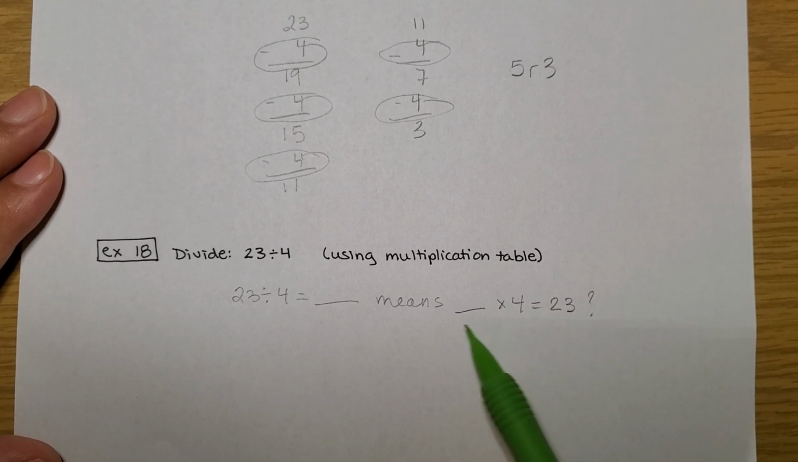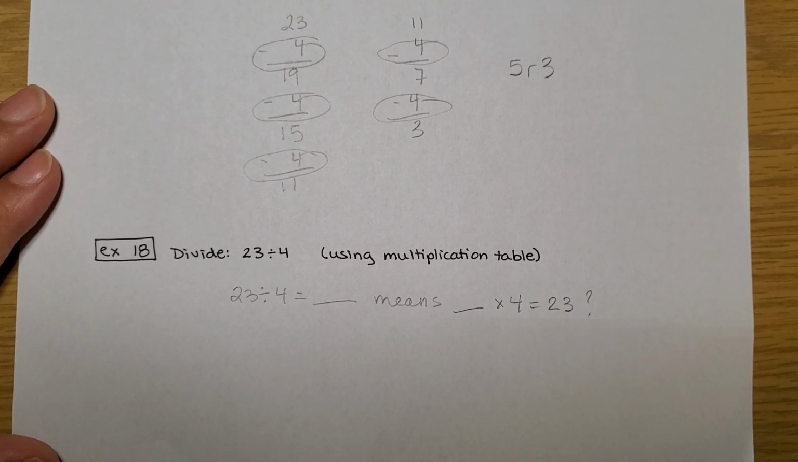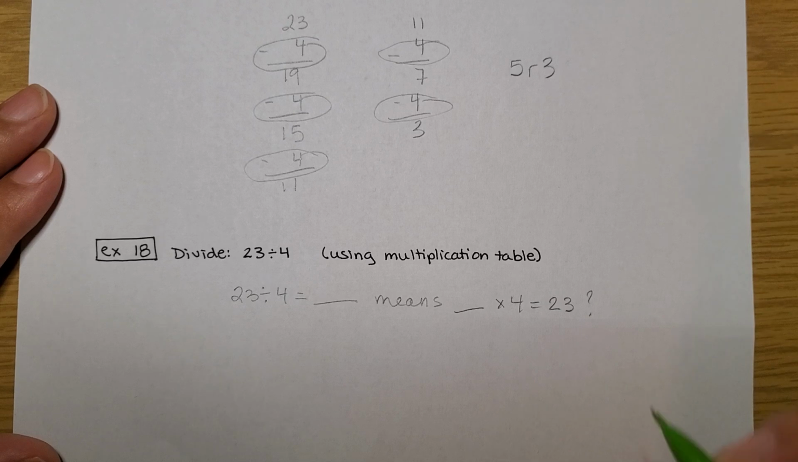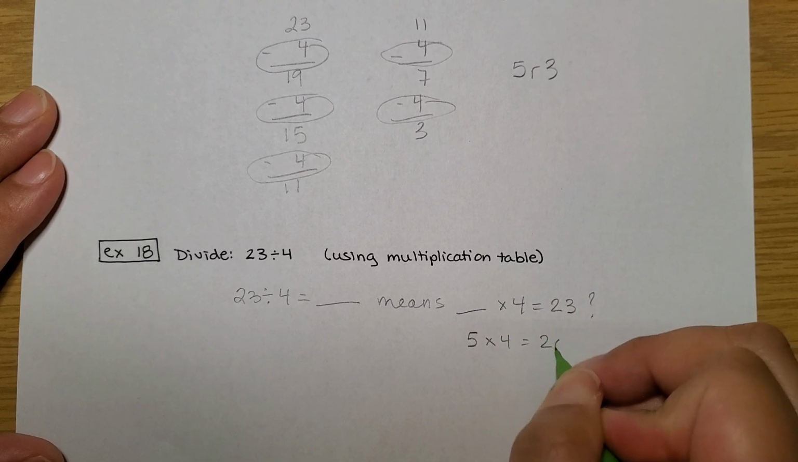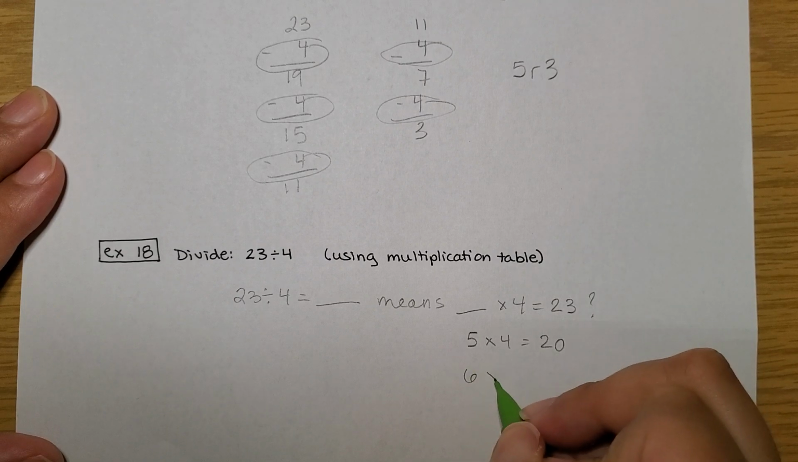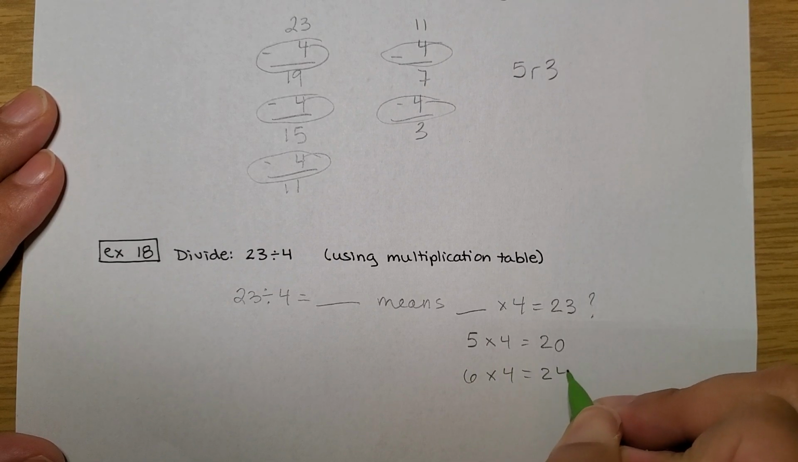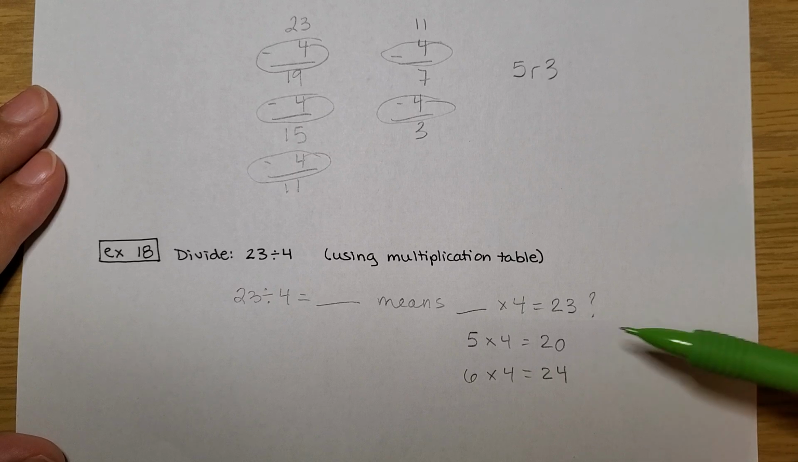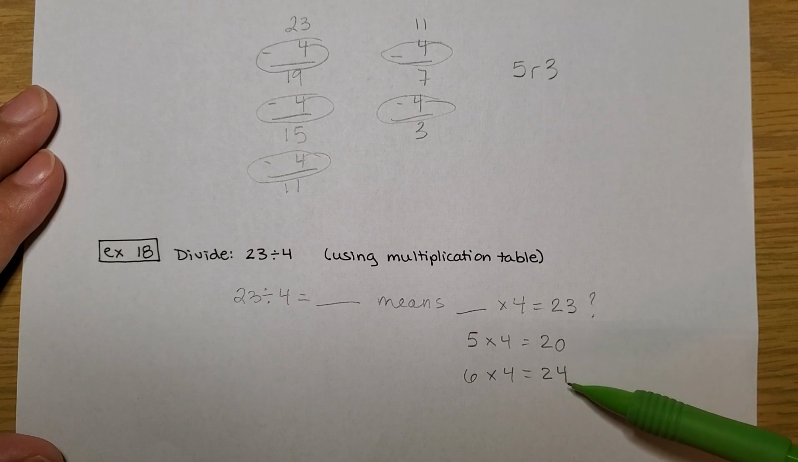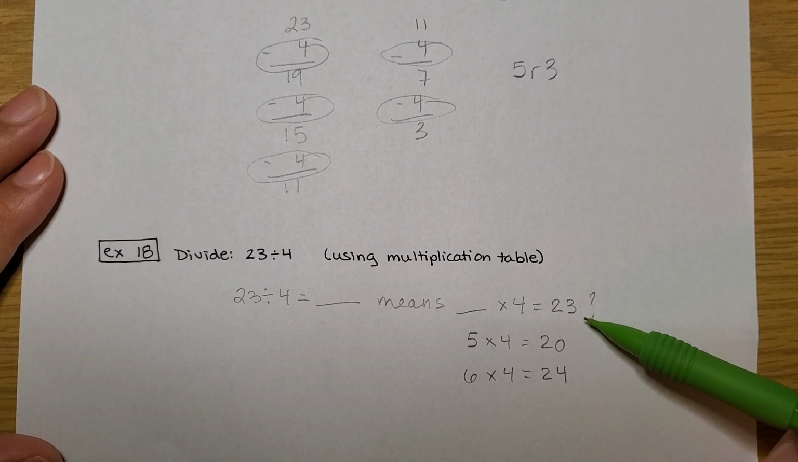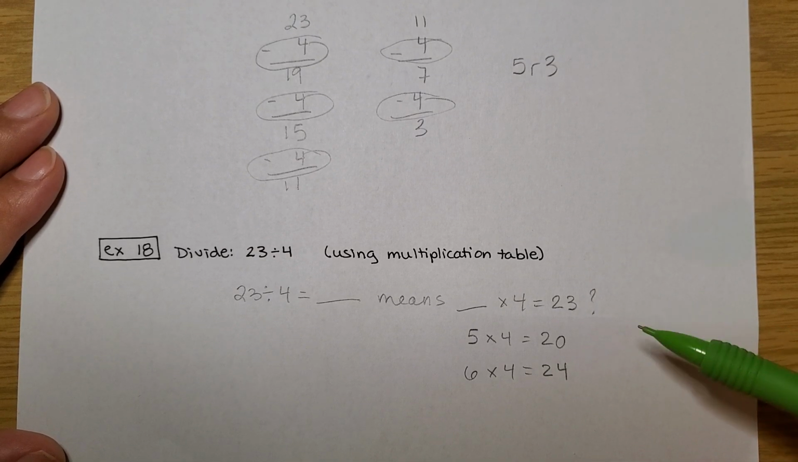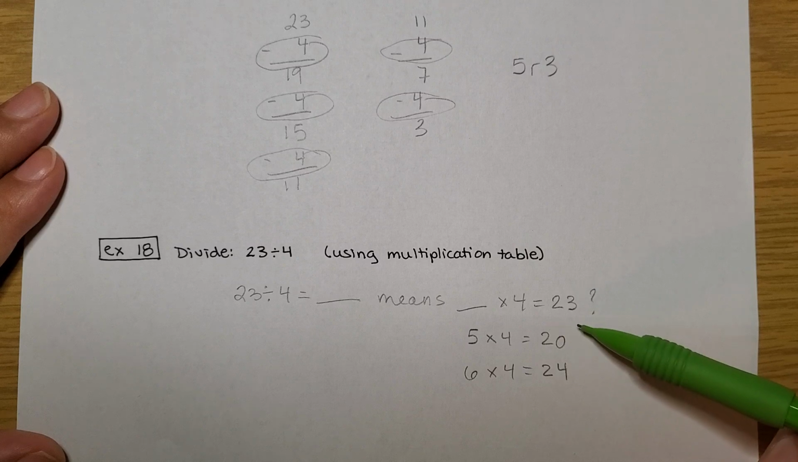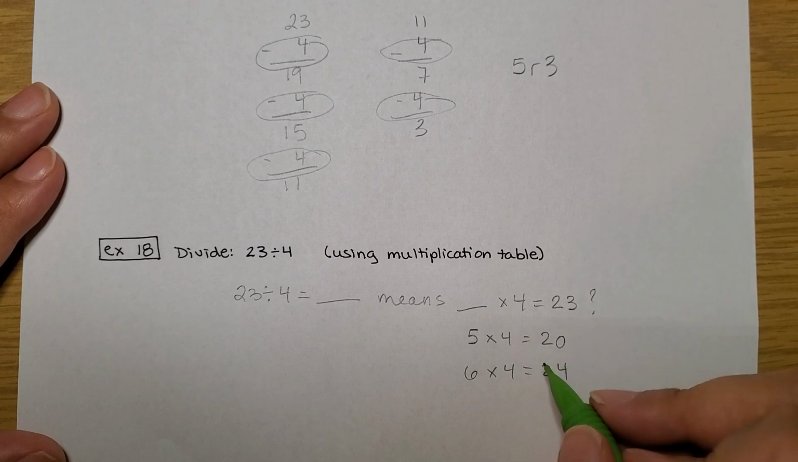That's essentially what we're trying to get to with division. We're undoing this multiplication. So if you know your multiplication table, you know that 5 times 4 is 20, and 6 times 4 is 24. So either way, neither of these is going to get us 23. So the rule is you play by the Price is Right rule. You want to get the closest to 23 without going over.